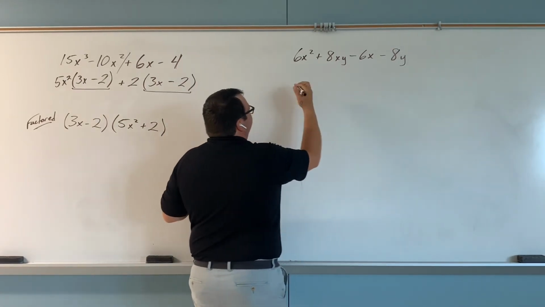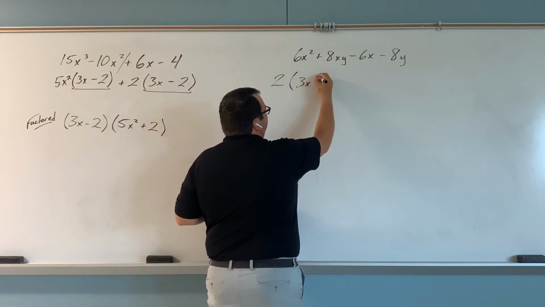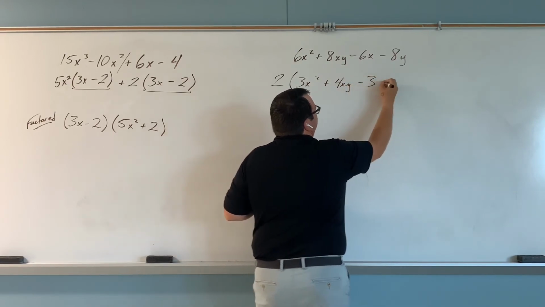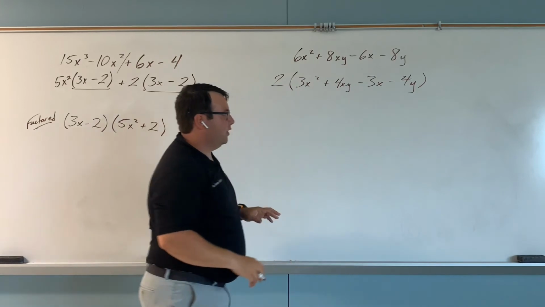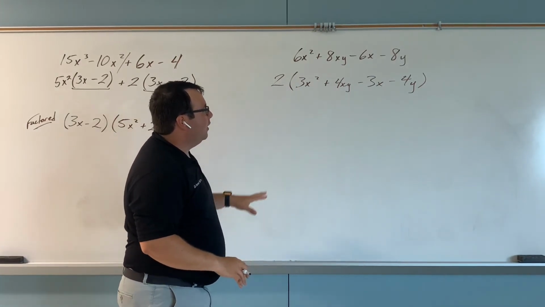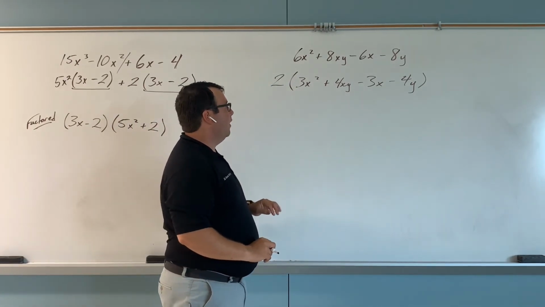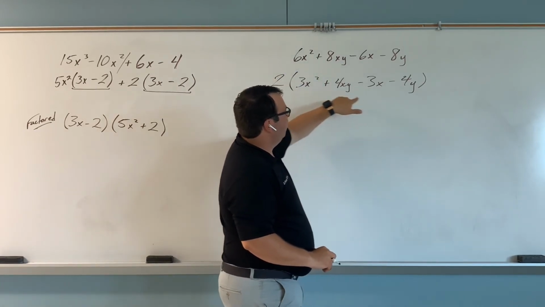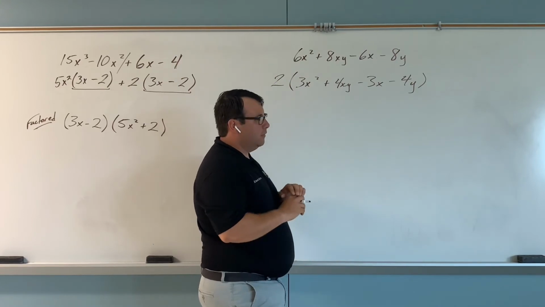So I can pull out 2 from everything. Beautiful. What happens when I do? Well, this is 3x squared plus 4xy minus 3x minus 4y. So I just pulled out 2. I did a GCF factor. And now I'm looking to see if there's anything else I can do. What do I have left? Don't worry about this 2 for right now. We'll come back to it. What do I have left? I have a 4-term polynomial that has nothing in common.